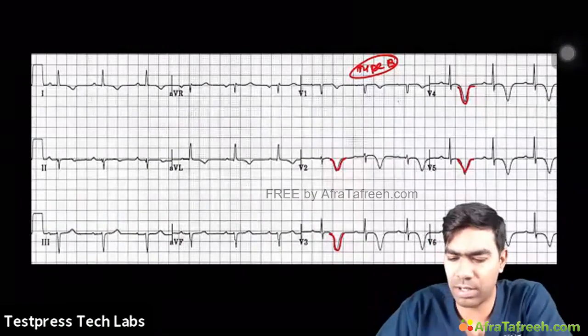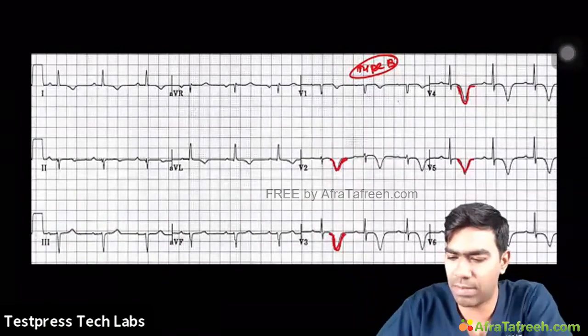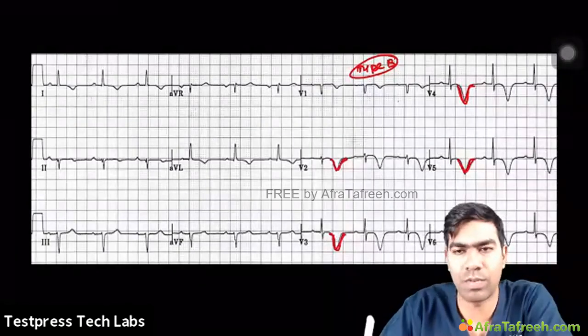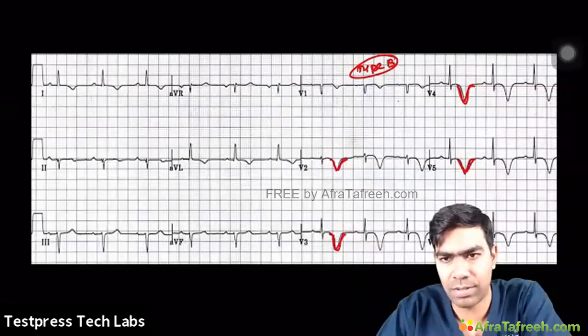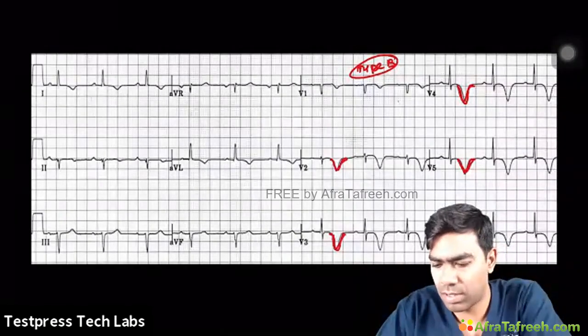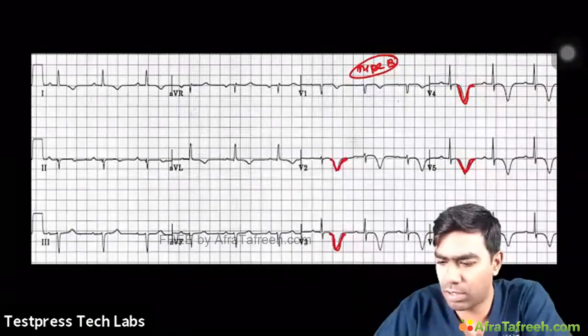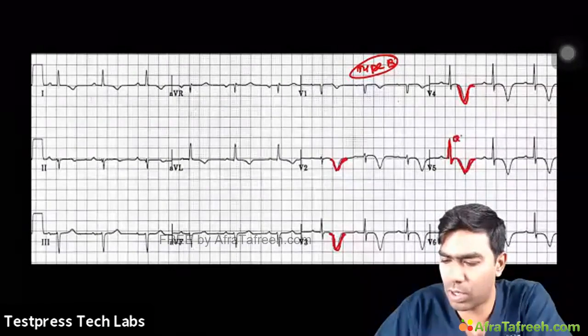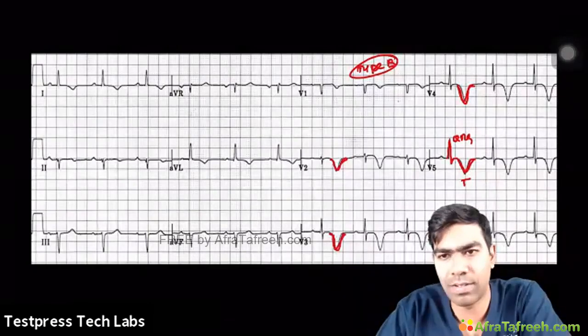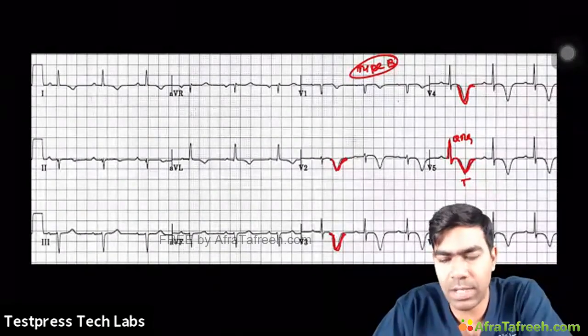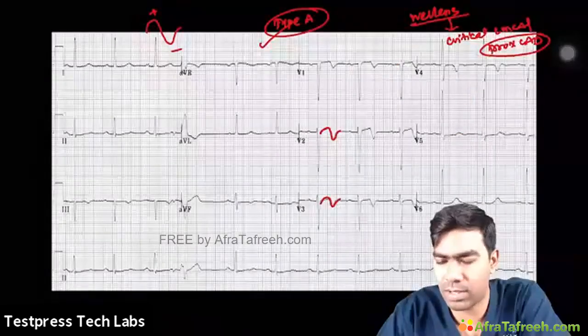Type B is nothing but deep symmetric T wave inversions in precordial leads, especially V1 to V6. We see these kind of deep symmetric T wave inversions. This is not a deep Q. This is a deep T wave. Like this is an RS, and after a QRS complex, you get a T wave only. This is not a Q. This is a T wave. This is a deep symmetric T wave inversion. This is Wellens type B. This is type A Wellens, biphasic T waves.